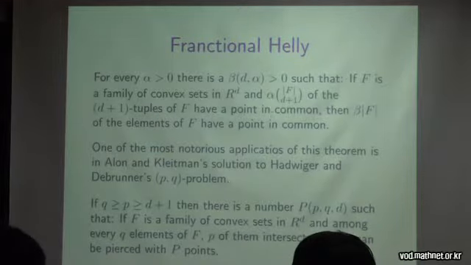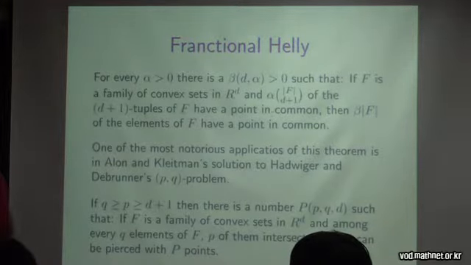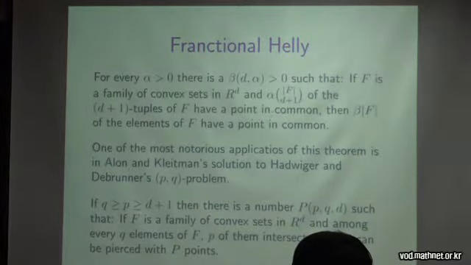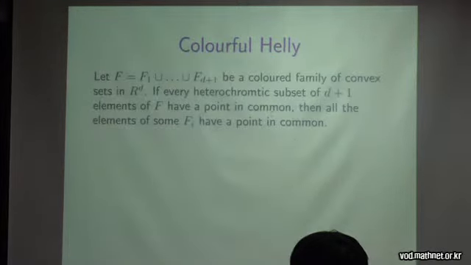It uses two ingredients. One is using this fractional Helly, and the other one is considering weak epsilon nets, which I don't want to talk about, so I'll just skip it. So this is the fractional Helly theorem. And lastly, I want to talk about colourful Helly. So colourful Helly is a very strange theorem. At least I haven't gotten around it completely yet.